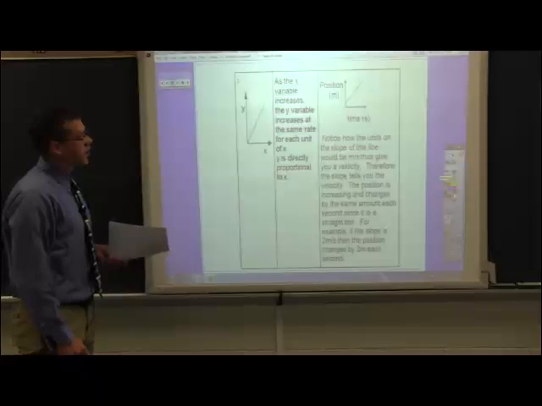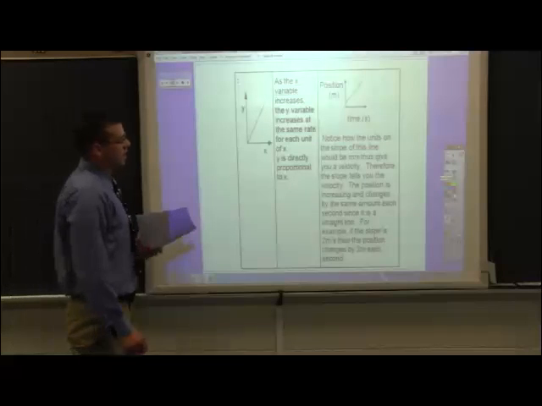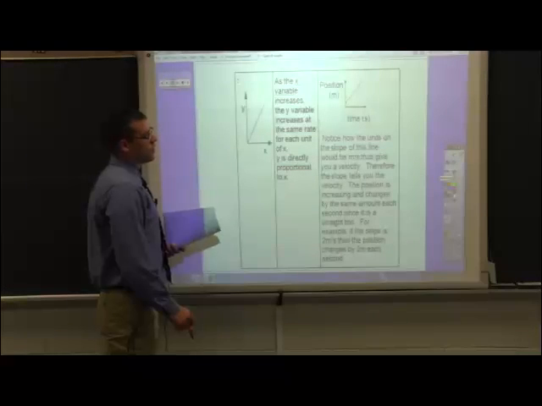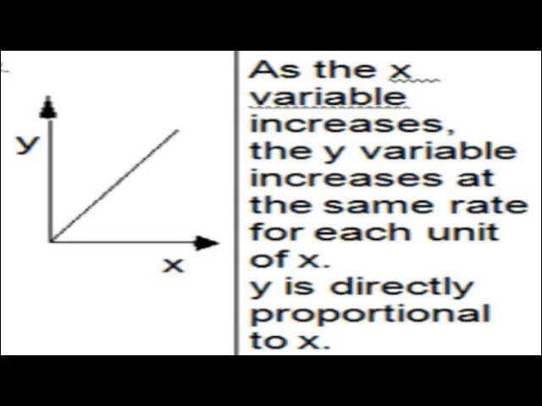All right, our second type of graph is going to be a graph with a positive slope on it. So if you look at the description here, it's going to be as the x variable increases, the y variable increases at the same rate for each unit of x. And we talked about in the first section that y would be directly proportional to x. So let's do again an example with a position versus time graph.